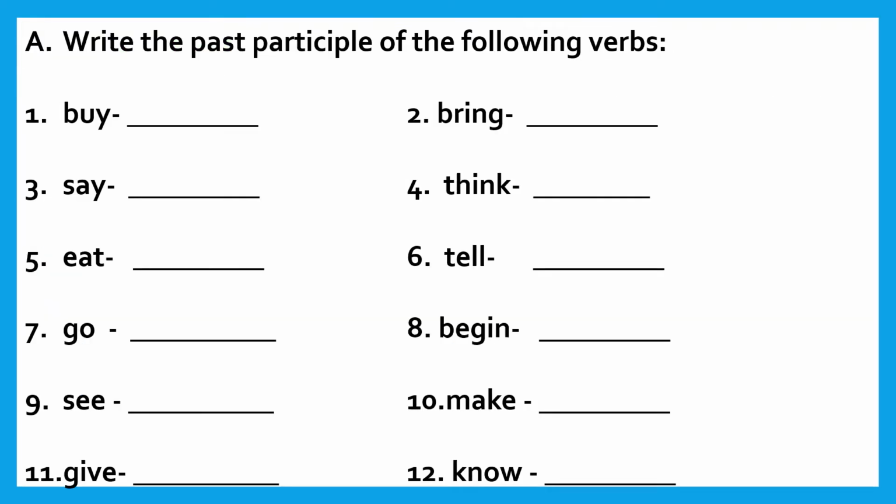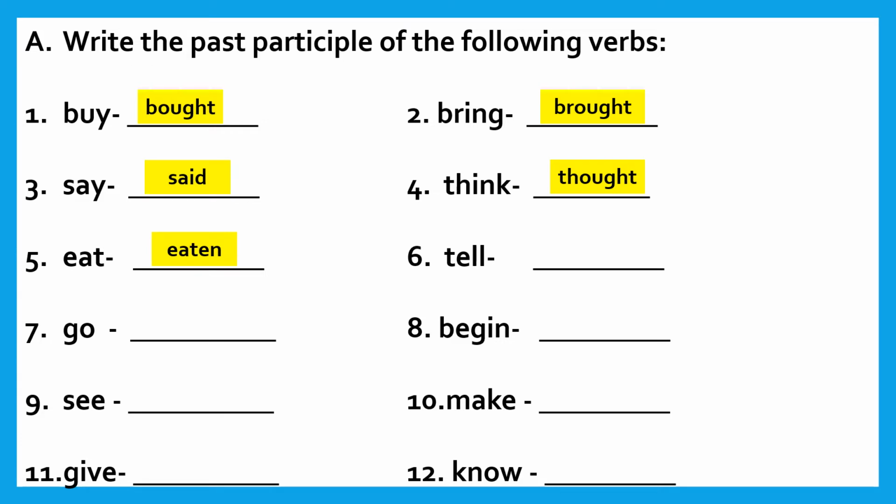Now let's solve exercise A, that is on page number 45 of your workbook. Write the past participle of the following verbs. The first one, buy, becomes bought. Second, bring becomes brought. Say becomes said. Think becomes thought. Eat becomes eaten. Tell becomes told.